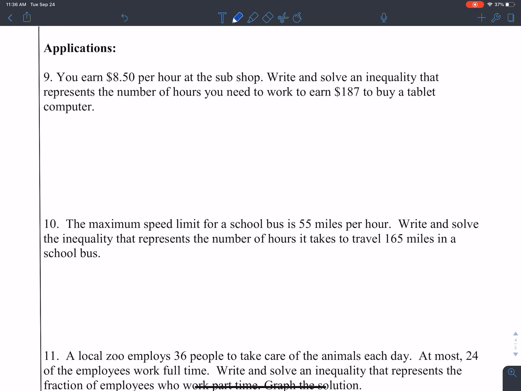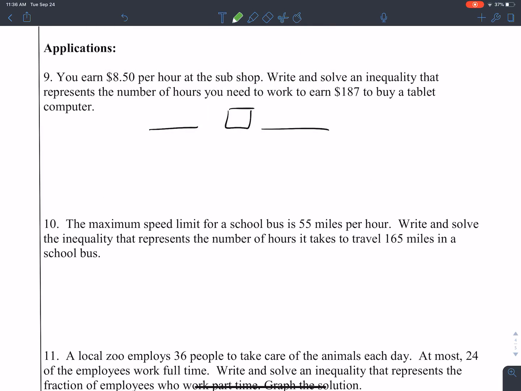So it says we earn $8.50 per hour at a sub shop. So we need to write and solve an inequality that represents the number of hours we need to work to earn $187 to buy a tablet computer. So let's simplify this. We're going to be writing an inequality, so we need to be comparing two things. And we're trying to buy something with money we've earned.